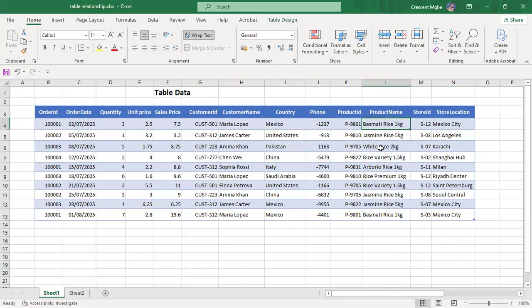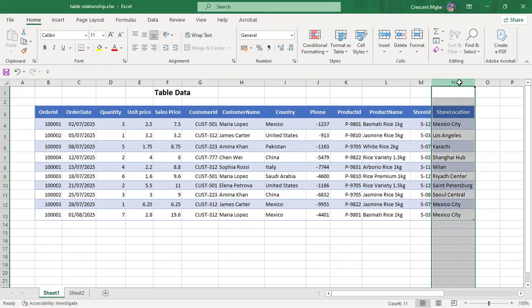Basmati rice. I think I just mentioned rice a few minutes ago. Jollof rice. So these are different. I think this business sells just rice. They have different kinds of rice: basmati, jasmine rice, white rice, arborio rice, premium rice, and all that. But this particular Mexican lady bought basmati rice, 1 kg, 3 pieces of it. Then this is the store ID and this is the store location. Since it's a Mexican lady, she bought in Mexico City. This is the location of the store.